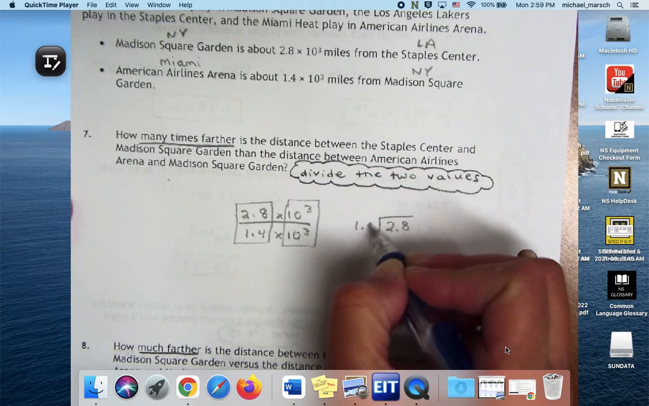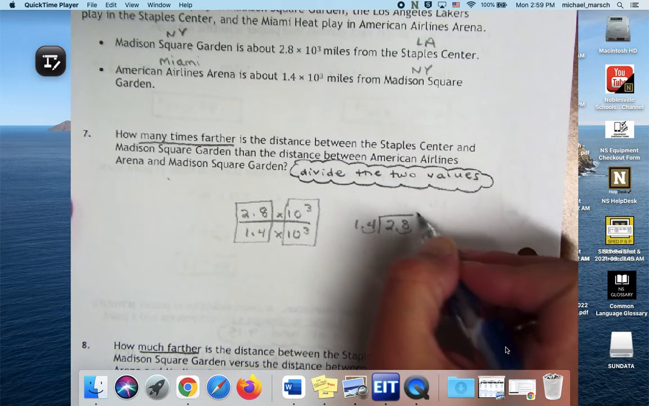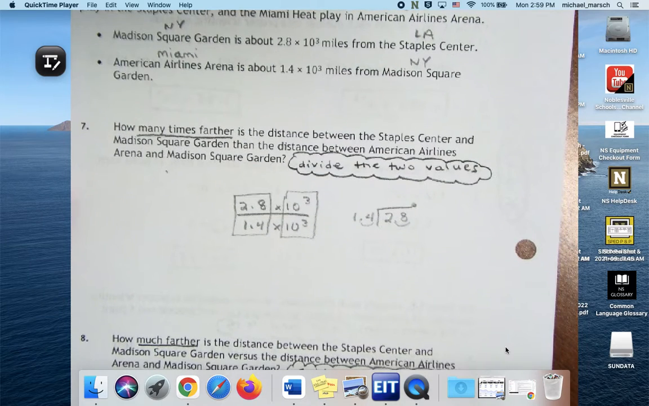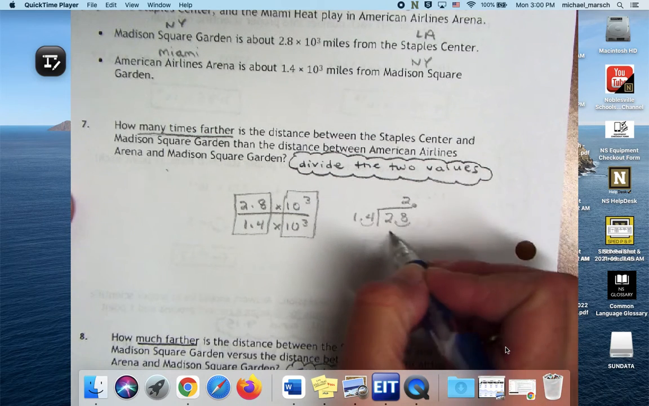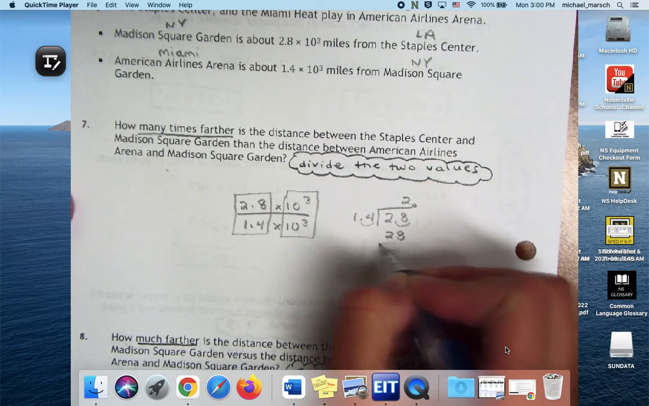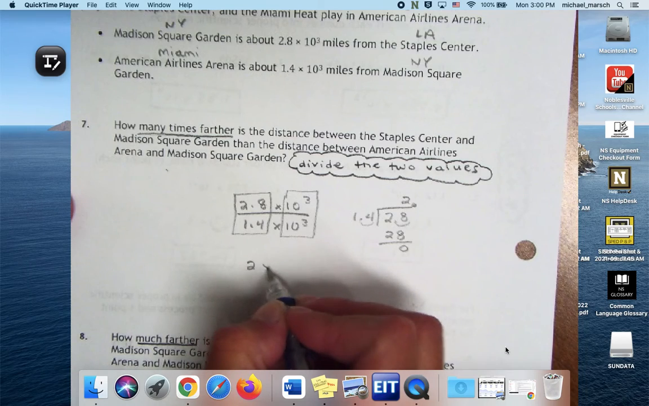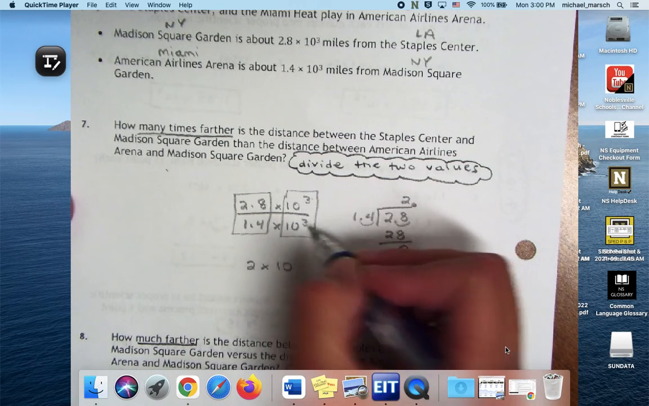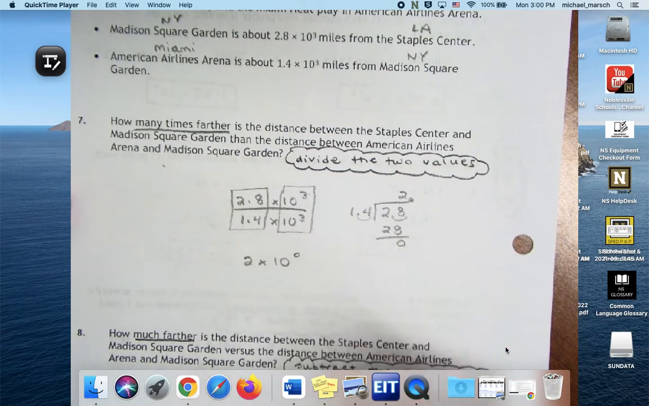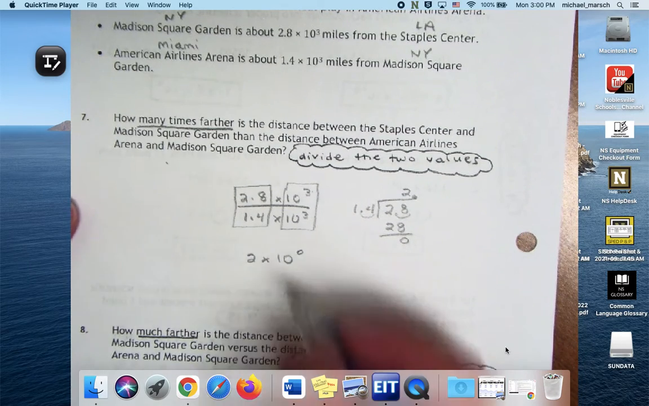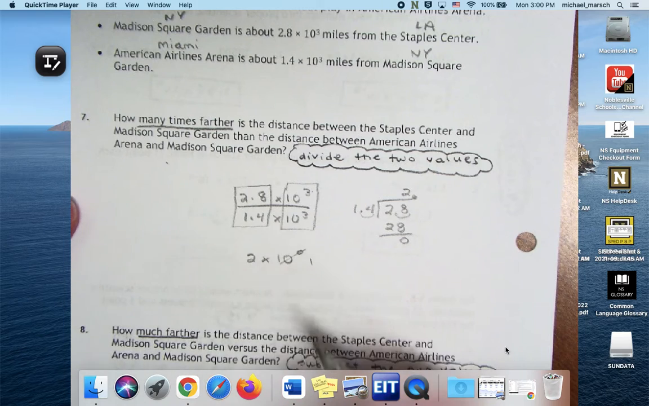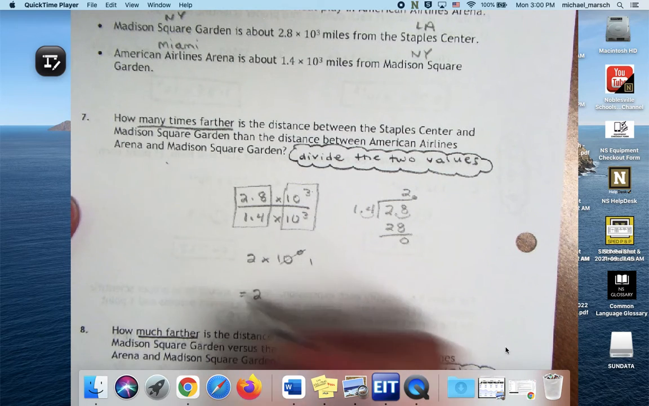2.8 divided by 1.4. I shift the decimals. How many times does 14 go into 28, Dimitri? 2. So now I have 2 times 10 to the, what's 3 minus 3? 0. Anything to the 0 power is? 1. So what's 2 times 1? 2. So my answer is 2 times further.